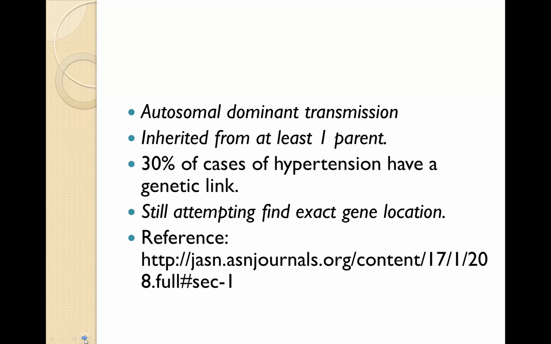It is believed that 30% of people with hypertension do have a genetic link. Aside from these other things that we talked about that have specific diagnoses, hypertension does run in families. Research is still trying to find the exact gene location, and if you'd like to read a journal article, I've left the link right there for you to find it.